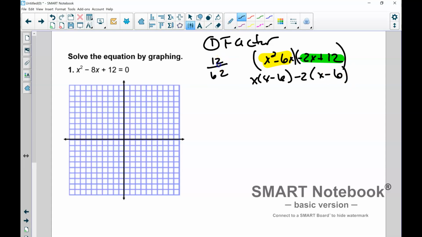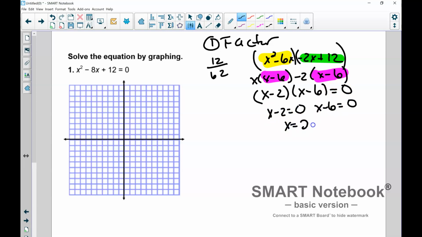These will always be the same. If you factored correctly, these two will always be the same. So then I have x minus 2, x minus 6. So x minus 2 is equal to 0, x is equal to 2, x is equal to 6. Alright, those are the x-intercepts, that's the solution, that's the zeros, that's the roots. Roots is the one I always forget.